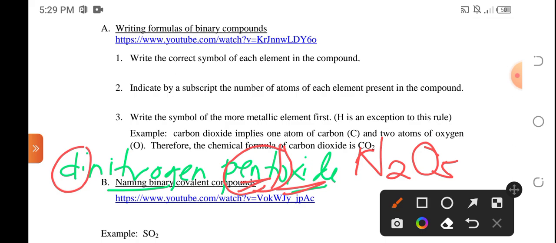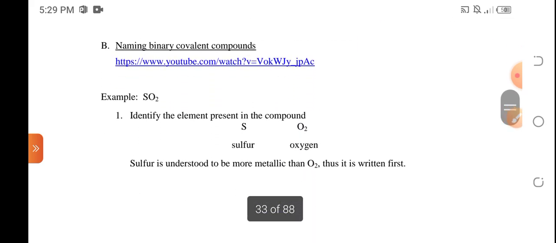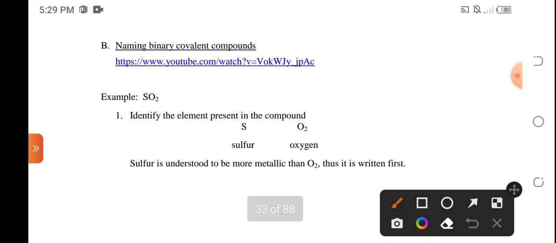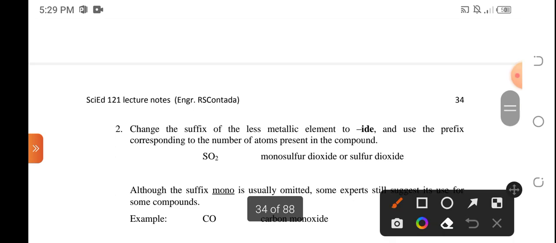Okay? So ulitin natin, wala tayong crisscrossing dito kasi walang cations and anions sa covalent bonds or binary covalent compounds. Okay? We have, say for example, sulfur, this one, SO2. Okay, how do you name this one? So S is sulfur, O2 is oxygen, but we're not going to name that as oxygen. Rather, we have to remove the suffix and change it to IDE. So this one is sulfur oxide.